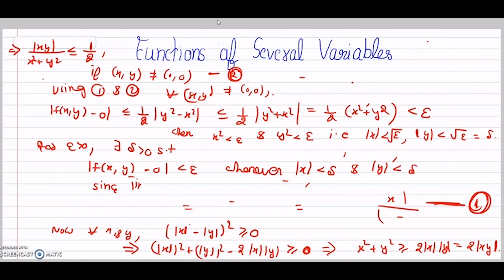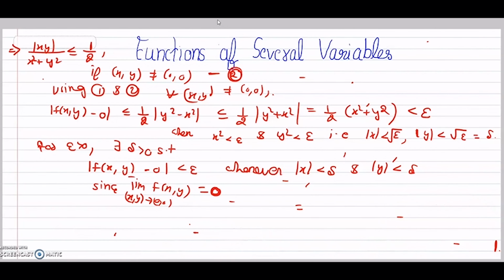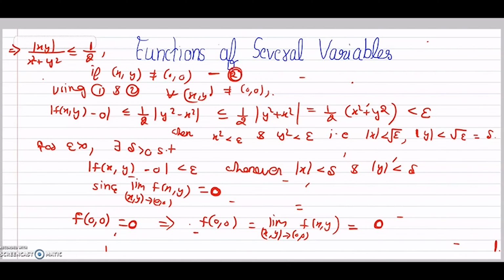Now, since limit of f(x,y) as (x,y) tends to (0,0) is equals to 0, and it is given that value of f(x,y) at (0,0) is equals to 0, this implies that f(0,0) is equals to limit (x,y) tends to (0,0) of f(x,y) is equals to 0. That is, function f(x,y) is continuous at (0,0). That means at origin.